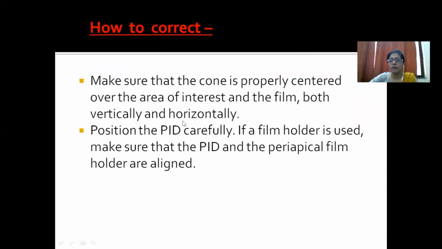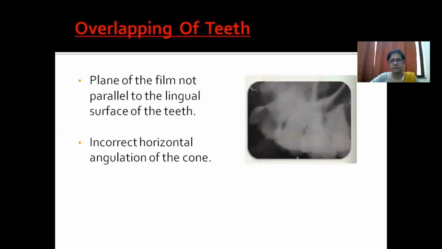How to correct? Make sure that the cone is properly centered over the area of interest and the film, both vertically as well as horizontally placed correctly. Position the position indicating device carefully. If a film holder is used, make sure that the PID and the periapical film holder are aligned properly, so that it is centered properly. The film should be centered.